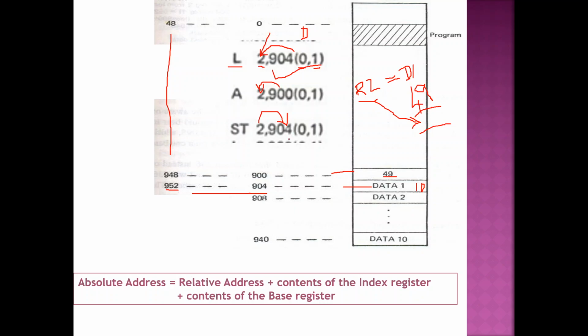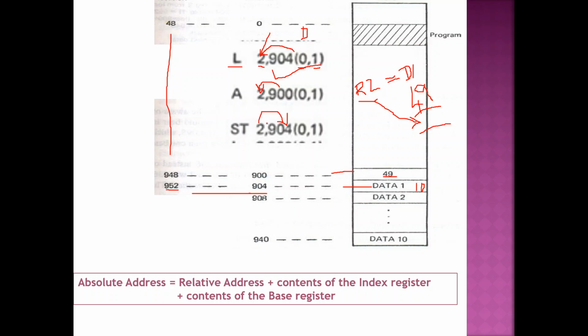So what have we done here? Whatever was the sum in register 2, I'm going to store it back in 904. Let me again tell you: from 904 we took one number and stored it in register 2. From 900 we have taken another number, which is 49. We have added that number with register 2.